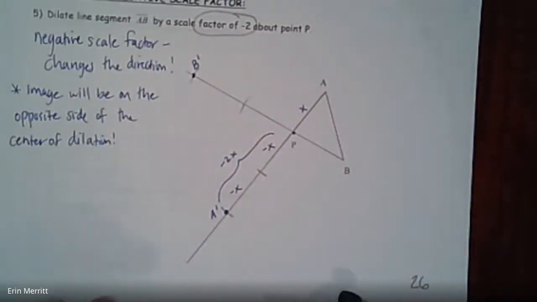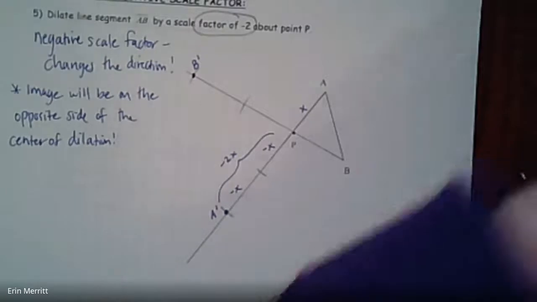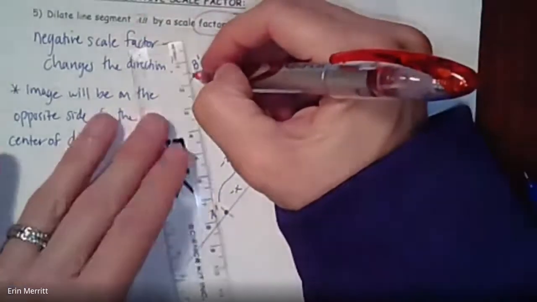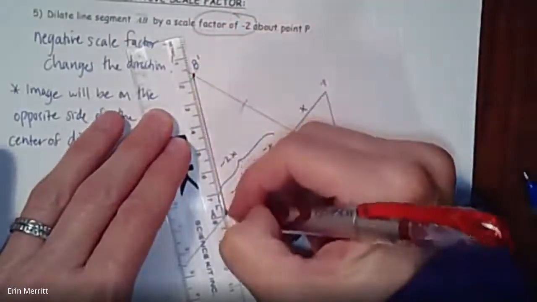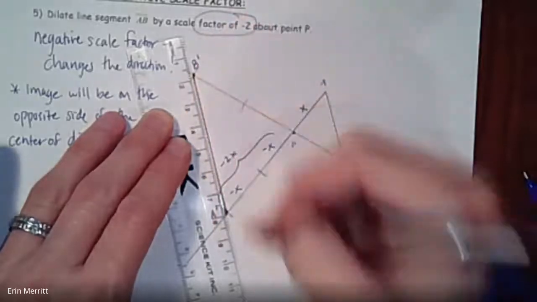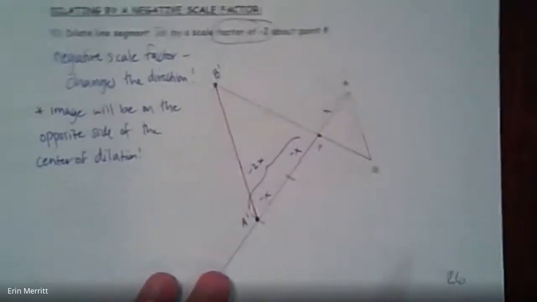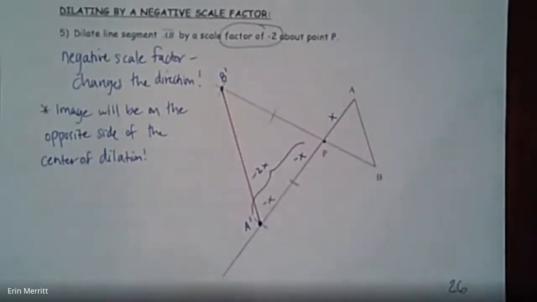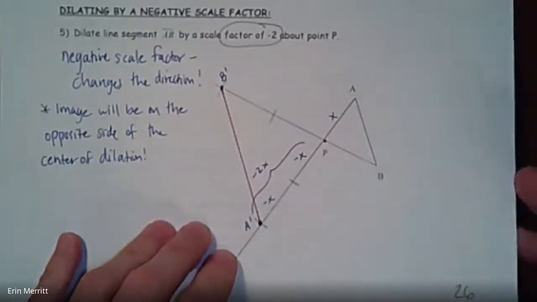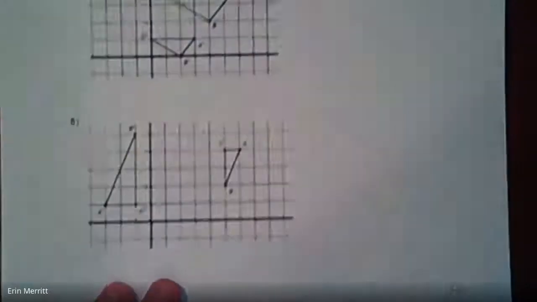Okay? So now we can just take our pen or pencil and connect the dots, so here's A prime to B prime. So it's dilated to be twice the length, but in the opposite direction. We have one last type of question to look at. Let's move on to that last page here.